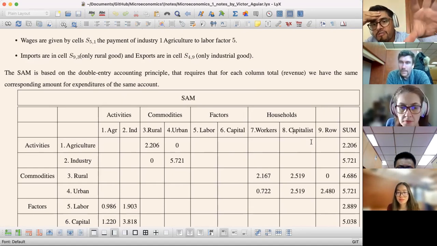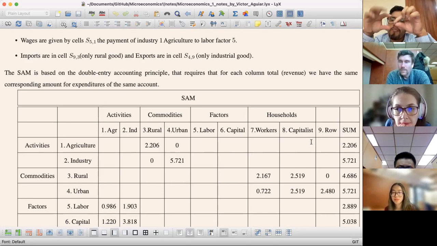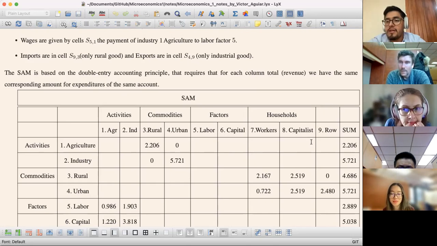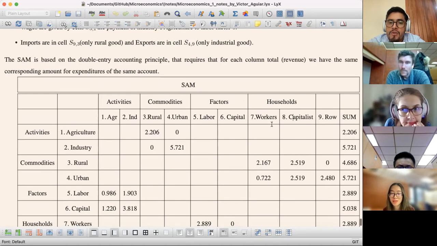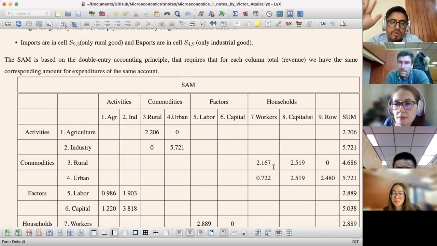So as I say, there is nothing fixed with this, but rather we know there is the household account, and then you can open it in whatever way you want. In this particular model, the opening is with workers and capitalists, right? The important thing here that I want you to understand is that this is the flow of the economy. So 7 pays to 3, 2.167. So there are some units here. We're going to imagine this is measured, for instance, in millions of dollars. So this is an aggregate account. So these workers are buying $2 million of rural commodities, okay?